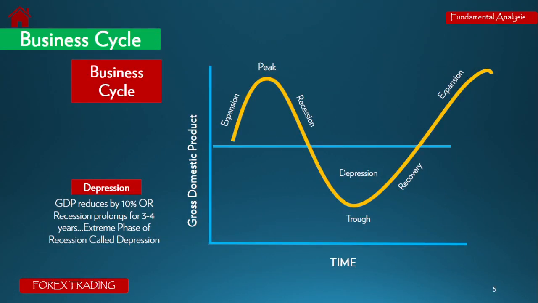So let's look at the business cycle from a different perspective. It's almost the same picture. We see the expansion phase, we see peak and recession, but then we see a depression phase. So what is depression? Depression is where the GDP reduces by 10%, which is a lot, and the recession period prolongs for about 3 to 4 years. This extreme phase of recession is called depression. So economies have also suffered depression at some point.